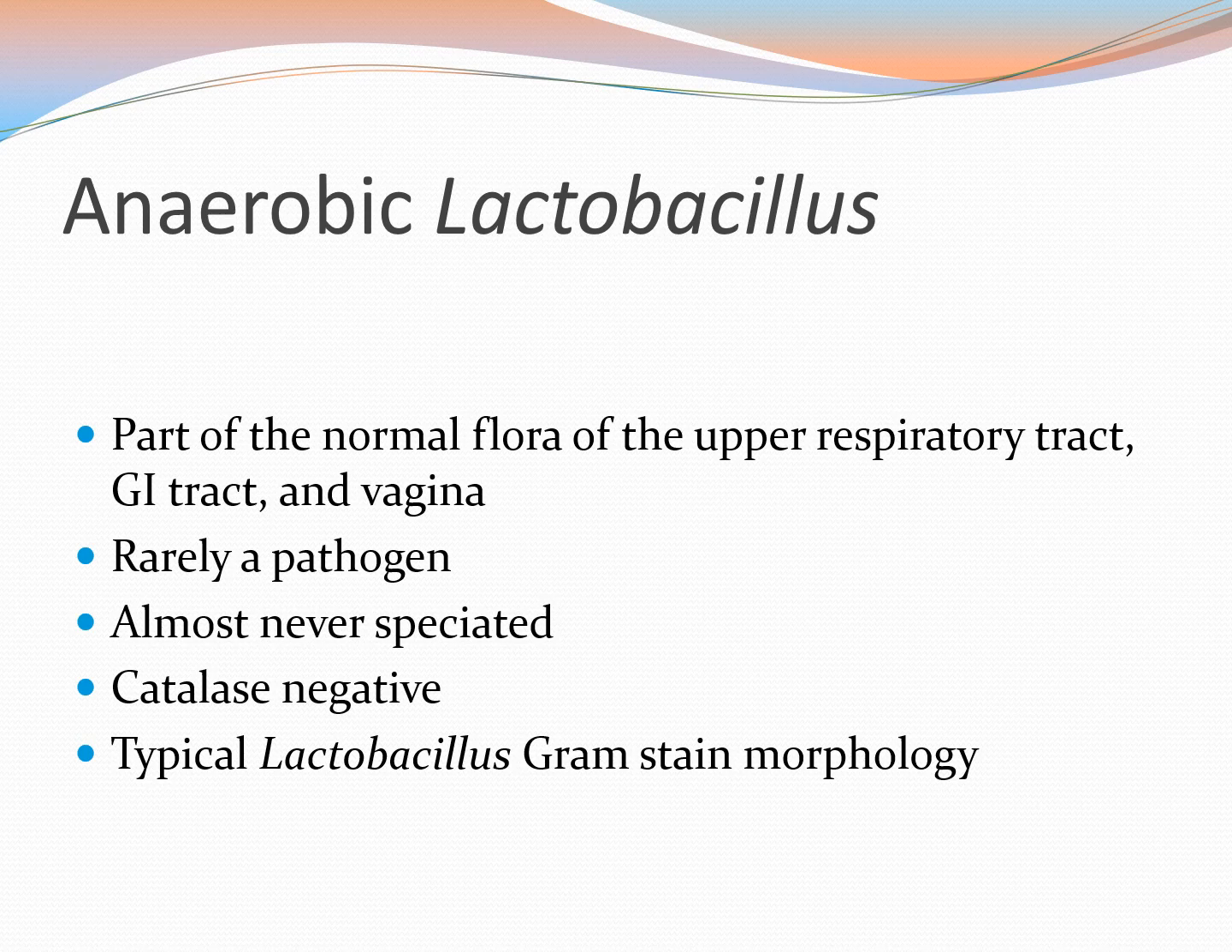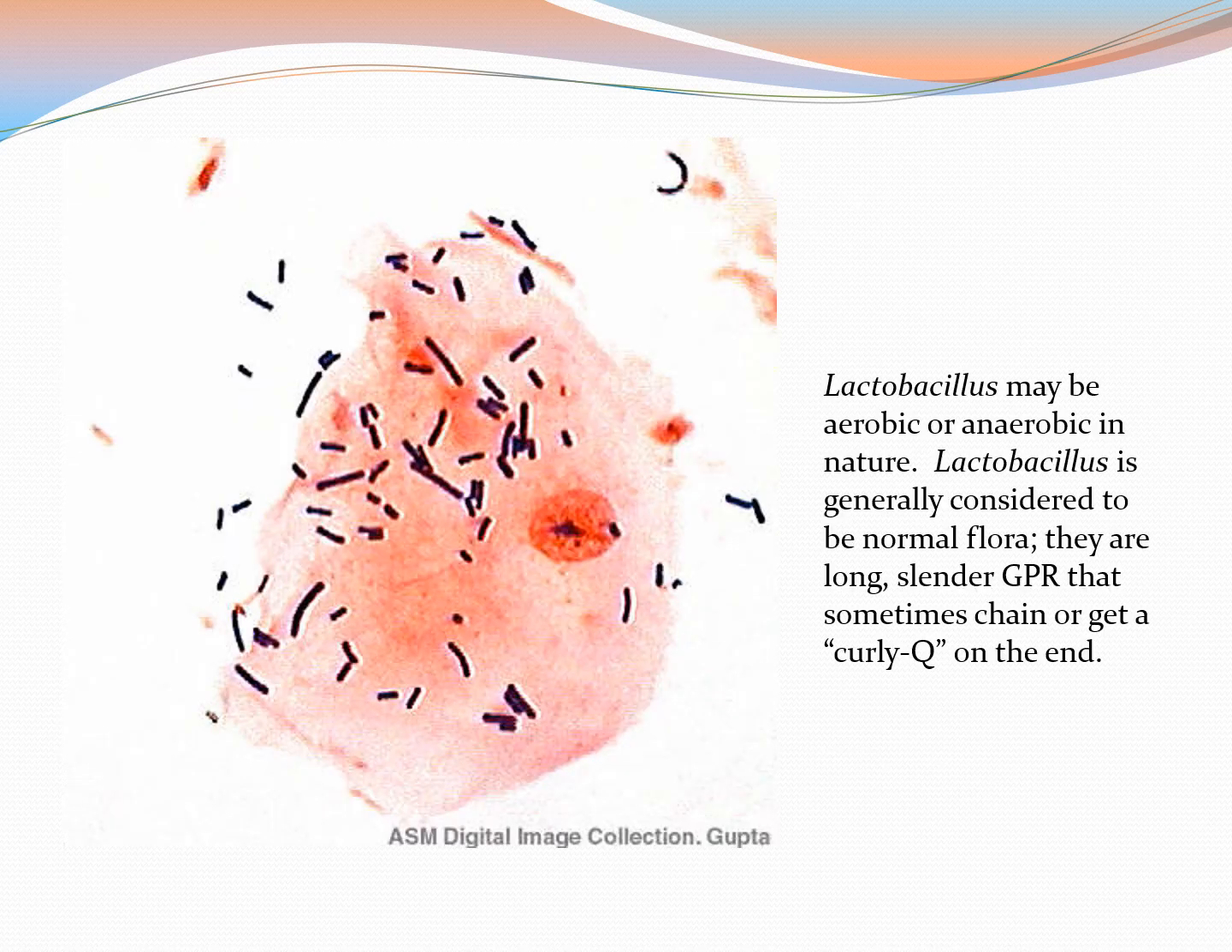Anaerobic lactobacillus is very similar to aerobic lactobacillus. It is part of the normal flora of the upper respiratory tract, the gastrointestinal tract, and the vagina. It is rarely a pathogen. It is almost never speciated. They are catalase negative, and they have that typical lactobacillus Gram stain morphology where they have long chaining gram-positive rods, and it may actually have a curlicue on one end. Let me show you a picture of what lactobacillus looks like on the next slide. So lactobacillus can be either aerobic or anaerobic, but it usually looks like long chaining gram-positive rods. They're usually thin-looking gram-positive rods, and like I said, sometimes they can have a little curlicue on the end.